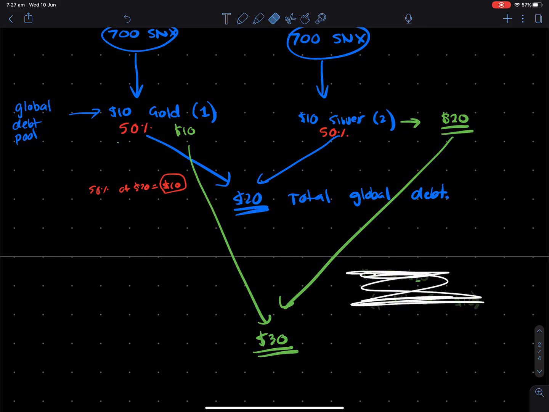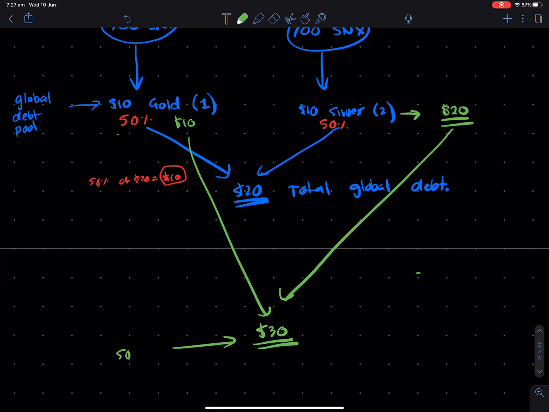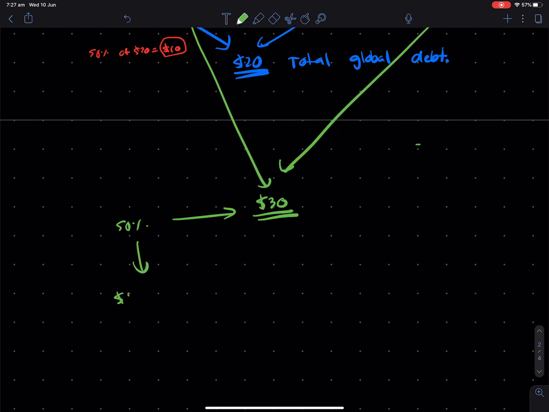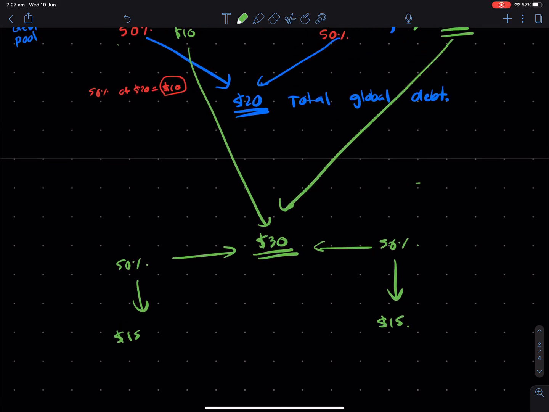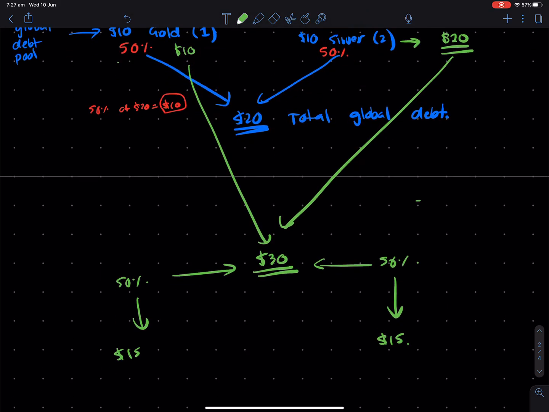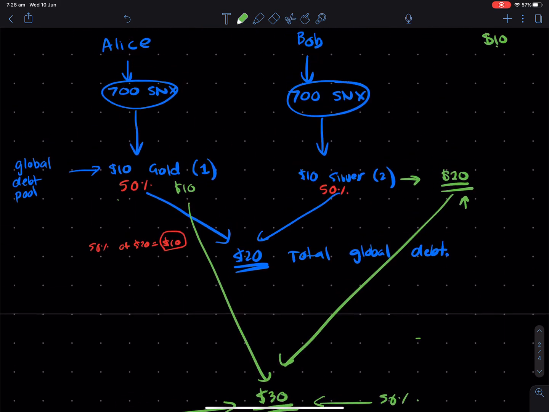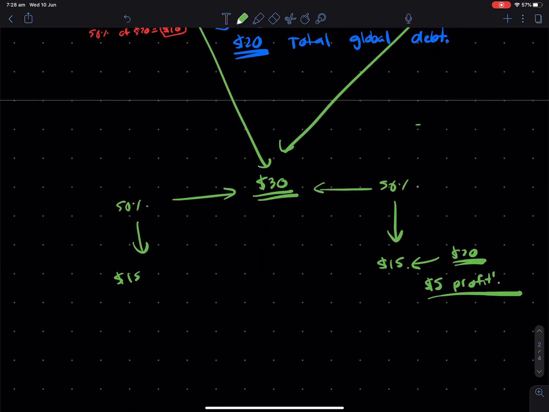Let's rephrase this to make it simpler to understand. Alice still had 50% of the debt pool, so 50% of $30 gives us 15. Same thing over here: Bob also started off with 50%, and this is $15. So this is how much debt they respectively have. Now, because Bob's position itself is worth $20, he's made a $5 profit, which is amazing for him. But because the debt has increased and Alice still holds onto gold, she is now at a loss of $5.